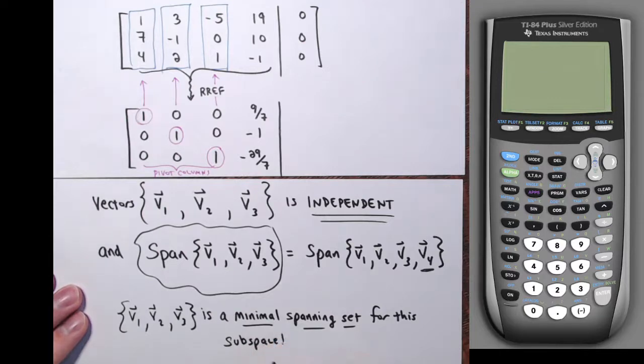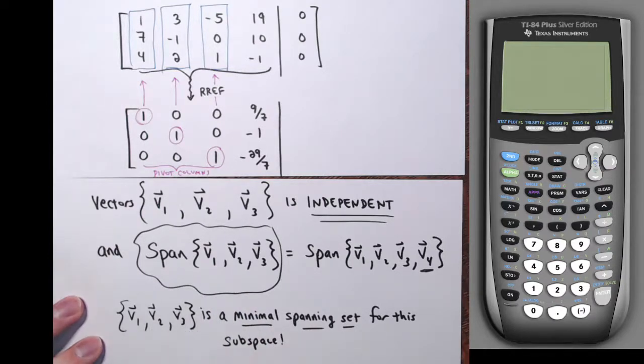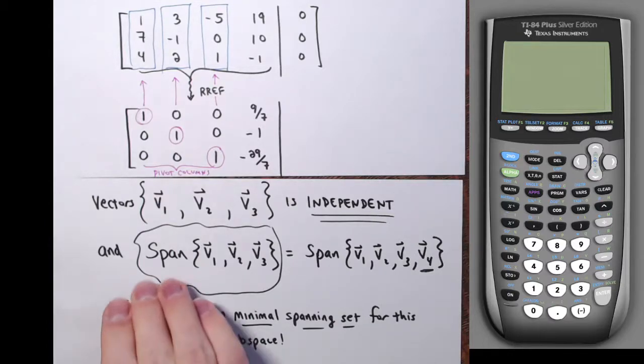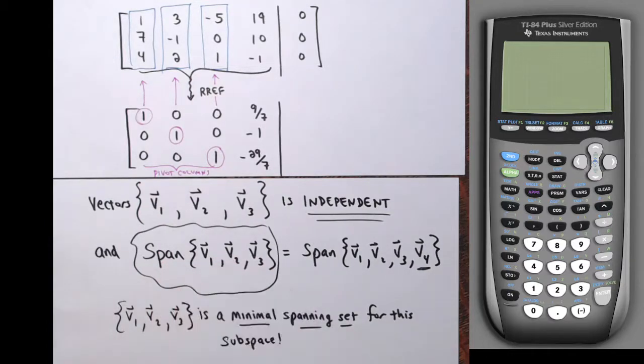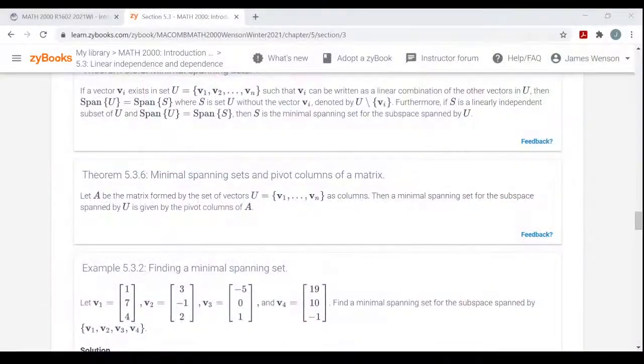Because I can't remove any more vectors. Every vector in here is a linear combination of these three. If I were to pull one of these away, then there'd be some vectors in here that I couldn't get. Right? This is as small a set as I can have, so that every vector in here is a linear combination of them, and they're independent. Right. Okay. Easy enough, right?